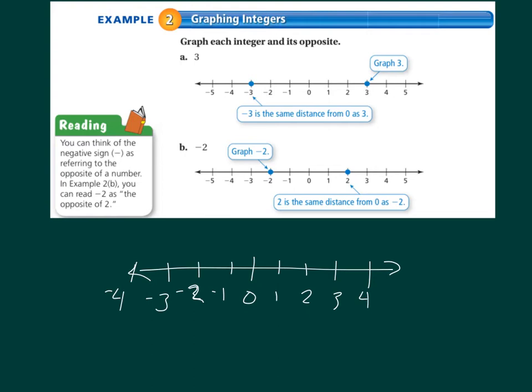So first of all, it says graph each integer and its opposite. So for number 1, we have 3, and it's 3 units from 0. I have to go 3 units from 0 the other way. We should all know that the opposite is negative 3 as well. Number 2, we'll do in a different color here real quick. Example B, we have negative 2, and it's 2 units away from 0. We want to go 2 units away from 0 to the right, so we plot our point at positive 2.